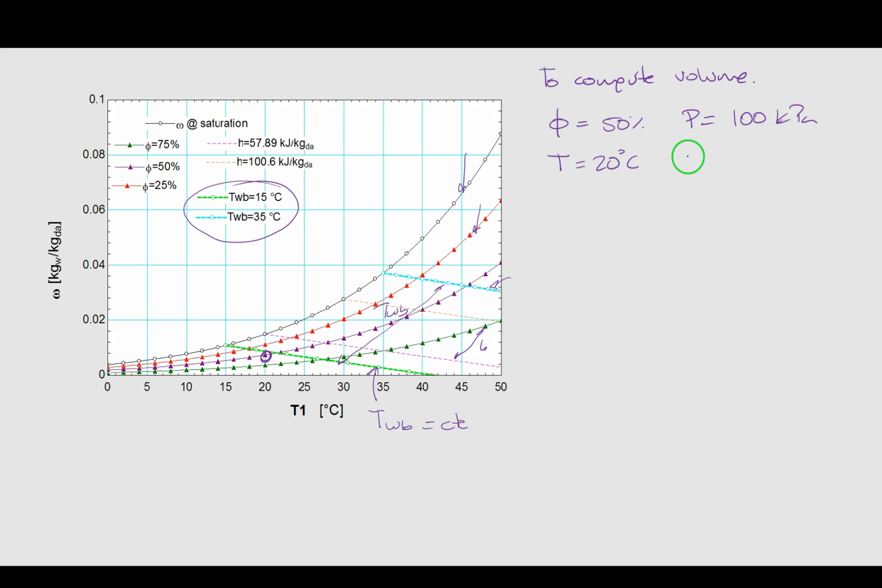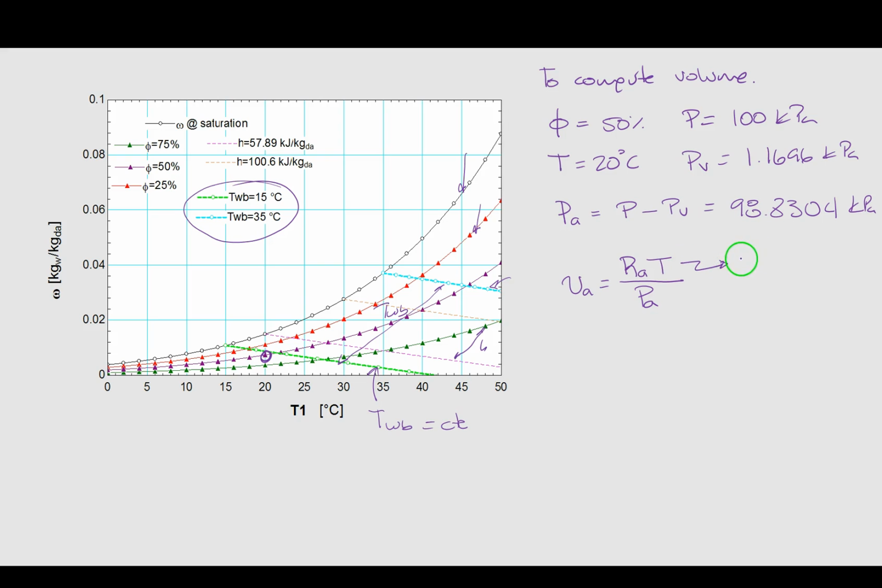We can compute our PV. Now that's PV, that's the partial pressure of vapor. We can do partial pressure of air to be the atmospheric pressure minus PV, and the volume of air will be defined as the gas constant for air, temperature of the mixture, divided by partial pressure of air. And this temperature of mixture will be the 20 degrees plus 273 to express it in Kelvin. If we substitute, we're going to have a value of 0.805.